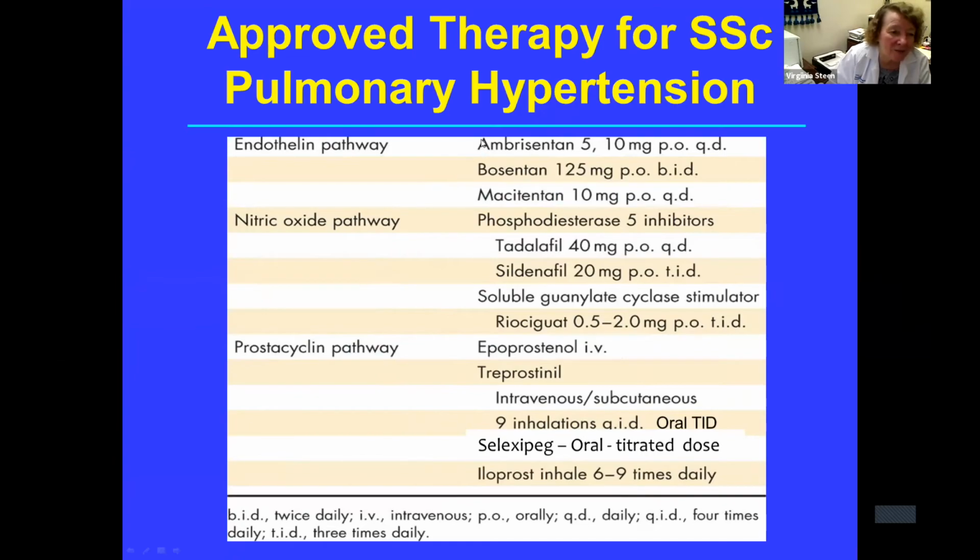And there are 3 different pathways at the moment. The endothelin pathway, with 3 oral agents. There's the nitric oxide pathway, most commonly the PDE5s. There's also another drug that's a soluble guanylate cyclase stimulator. And then the prostacyclin pathways, which range from IV to subcutaneous to inhaled to oral agents. There are now 2 oral agents that are approved. Difficult to manage as far as side effects, but at least potentially a possible treatment for our patients.